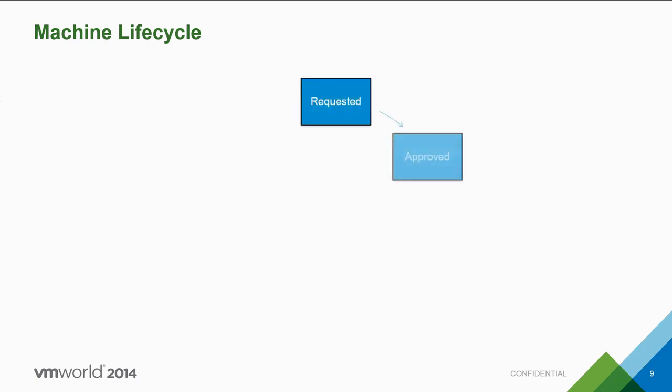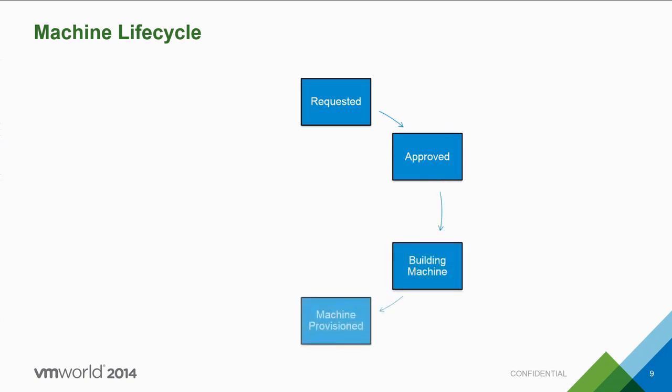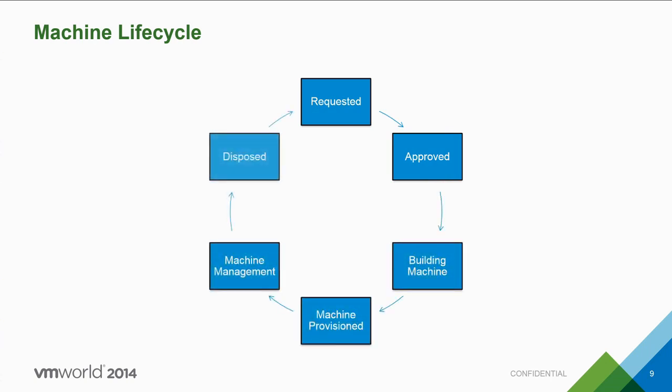So let's start with the life cycle. The standard machine, regular life cycle: you have machine requested, approved, you go into the build, and then once the machine is provisioned, you need to do some post-build operations, and then it goes to lifecycle management, power on, power off, maybe reconfigure and other things. And once it's done, it goes into dispose, and the lifecycle starts. So this is very clean, very simple.